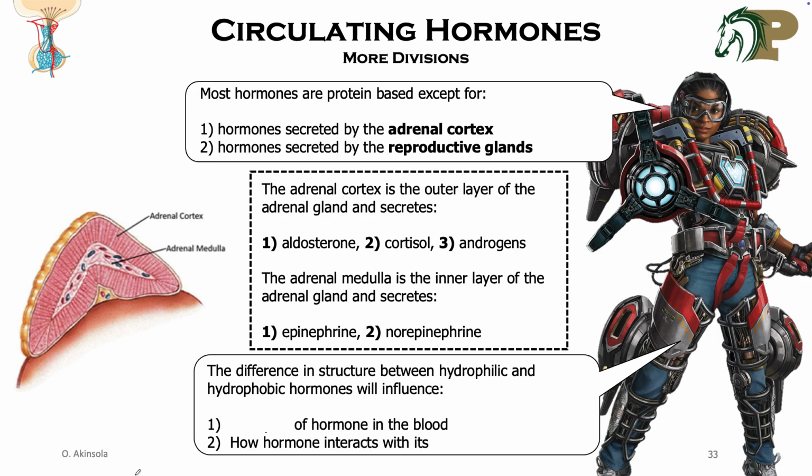The difference in structure between hydrophilic hormones, which are our biogenic amines and our protein hormones, and your hydrophobic hormones, which are your steroid hormones, will influence the transport of the hormone in the blood and how the hormone interacts with its target cell.